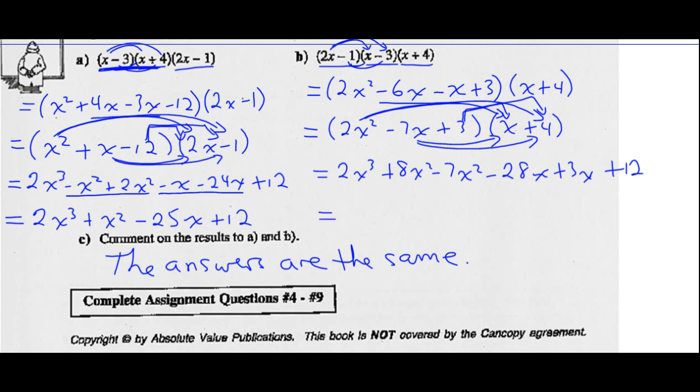And combine like terms. Well, I've only got one set of x cubes. 8x squared minus 7x squared is a plus x squared. Negative 28x plus 3x, a minus 25x. And I've got my plus 12. Yes, they are the same. And they should be, because order of multiplication does not matter.